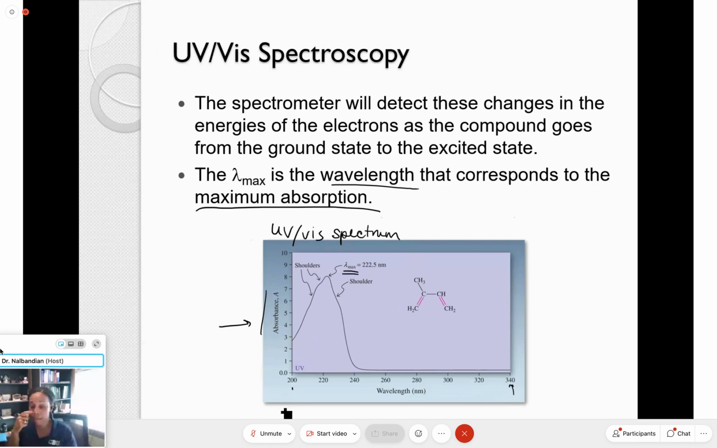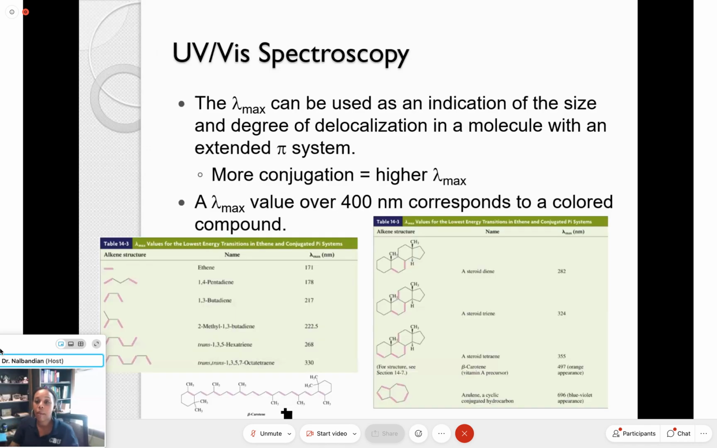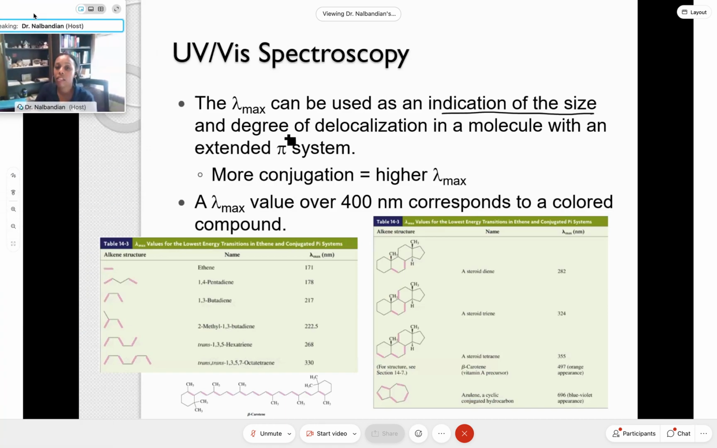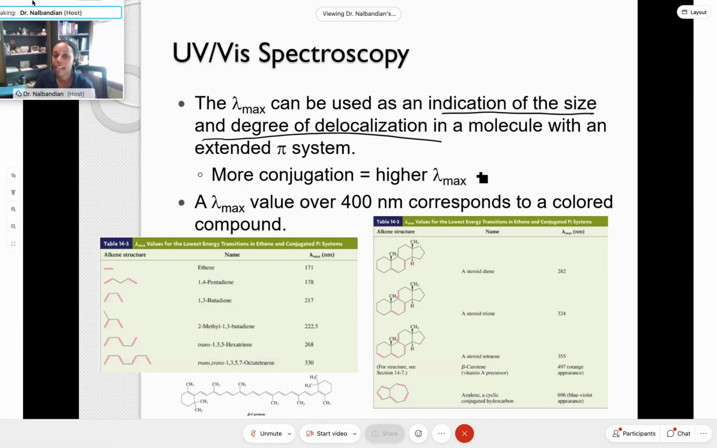So that tells us something. Our lambda max is an indication of the size and degree of delocalization. Our lambda max tells us the size of delocalization and the degree of delocalization of that extended pi system. More conjugation, higher lambda max. If we get a lambda max of above 400, that's going to give us a compound that has a color. Above 400, a colored compound.